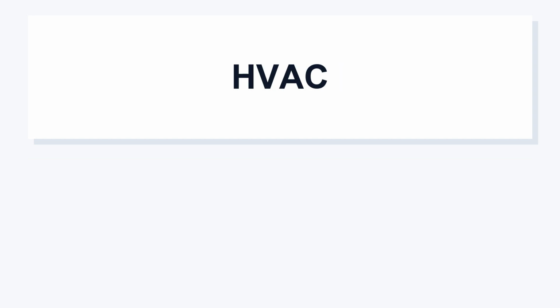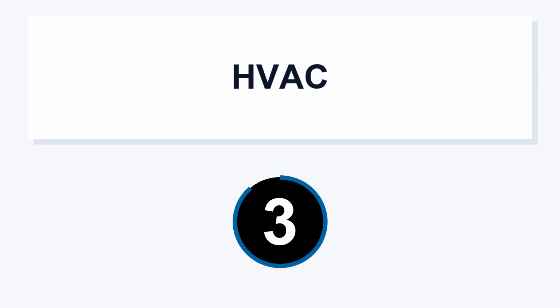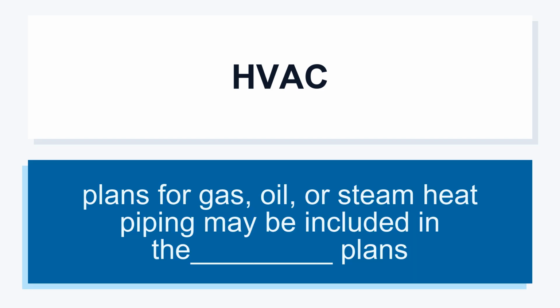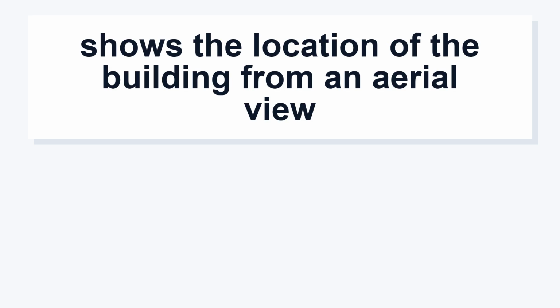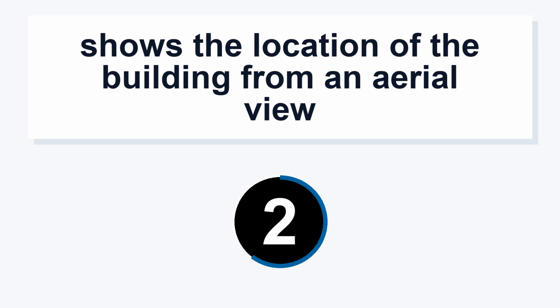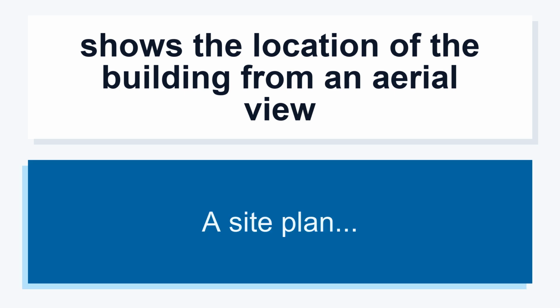HVAC. Plans for gas, oil, or steam heat piping may be included in the ______ plans. Shows the location of the building from an aerial view. A site plan.